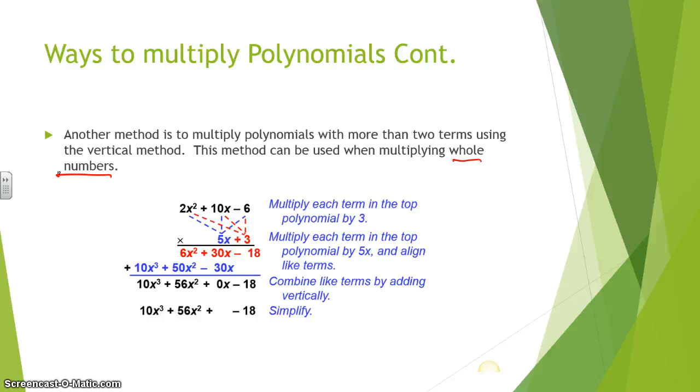So notice they multiplied 3 times negative 6 is negative 18. 3 times 10x is 30x. 3 times 2x squared is 6x squared. Then we bring down our 0 here. So we have 5x times negative 6 is negative 30x. 5x times 10x is 50x squared. 5x times 2x squared is 10x to the third power. Then we add that all up, and we would get the same answer once we simplify, of 10x to the third plus 56x squared plus negative 18.